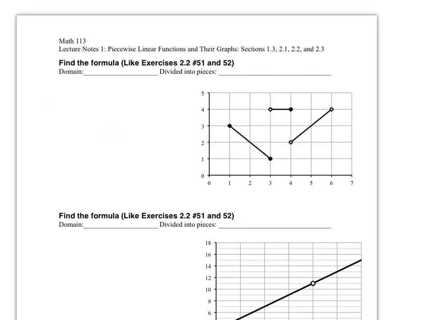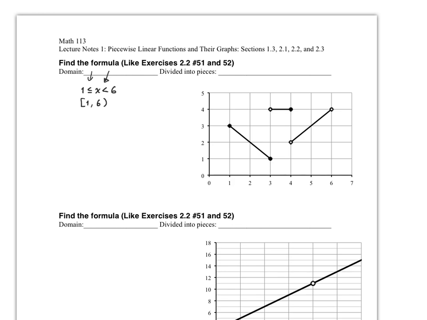Now in this exercise they already give you the graph, so you have to figure out the equation. Now notice that the x values go from 1 all the way to 6, not including 6. So therefore the domain is going to be 1 less than or equal to x less than 6, because it doesn't include the number 6, or in interval notation it will be 1 comma 6 with a parenthesis. So that's the domain.